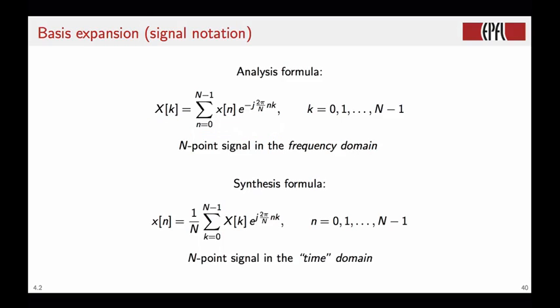The synthesis formula is the dual of that, with the only difference that here we have to remember to put the normalization coefficient in front. And so from an endpoint signal in the frequency domain, we go back to an endpoint signal in the time domain. Maybe this is a good point to remind you that although we talk about time domain, in the discrete time world, time is really adimensional. So it won't be time in the sense of seconds or any other physical unit of measure. It will be just an index that moves over the range of integers.